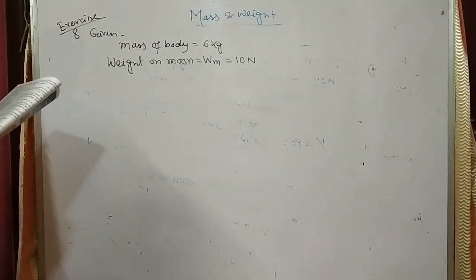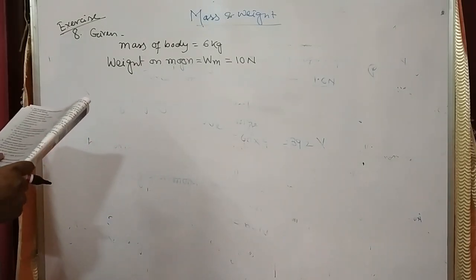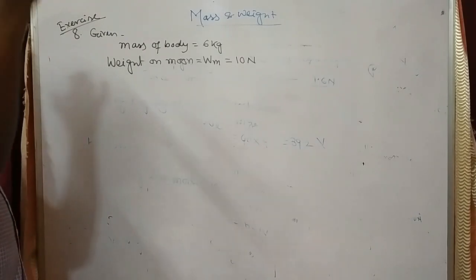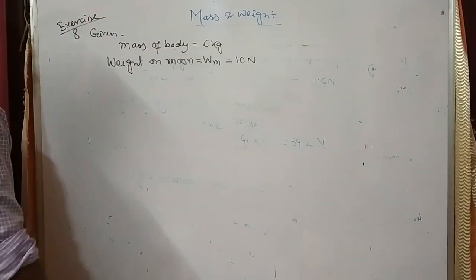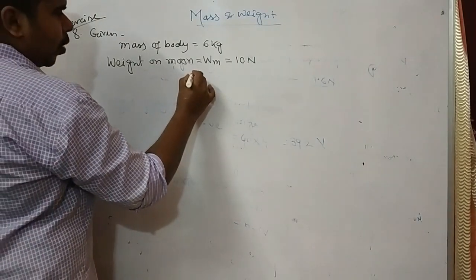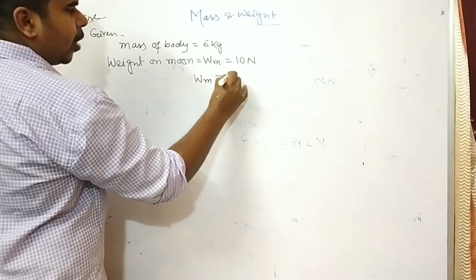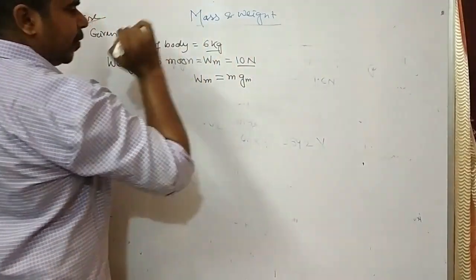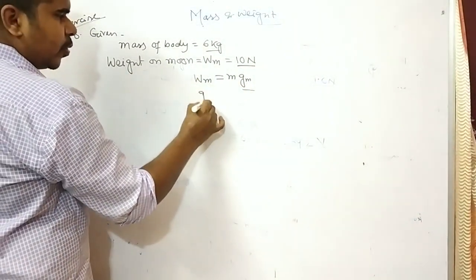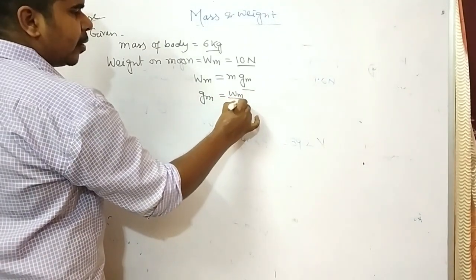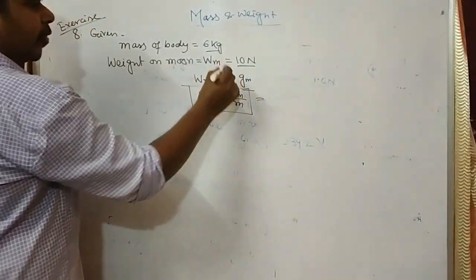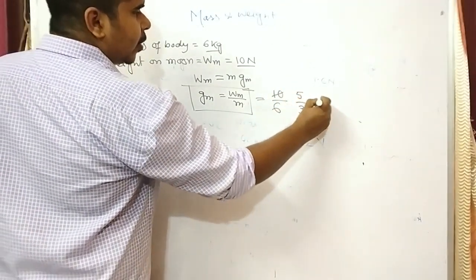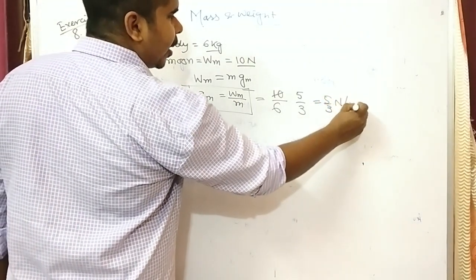Clear? Very easy. If a boy of mass 30 kg goes from earth to moon surface, what will be his mass and weight? Now see, by this statement, the other part is given that we have to do later. But by this statement, what are we able to find out? Weight on the moon, that is given Wm, and that can be calculated by m into gm. Right? Here you see mass is given and the weight is given. So can we find gm here? Yes. So gm equals Wm by small m. What is the value of Wm here? 10. What is the value of mass? 6. So it is 5 by 3. Okay, so write it. 5 by 3 Newton per kg. Let it be like that.